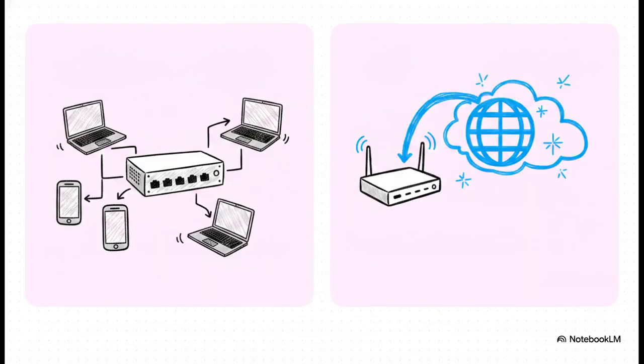It's super crucial to understand this difference. A switch connects your local room of devices together, but a router, that connects your entire room's network to the outside world. Switch equals local. Router equals global. Simple as that.